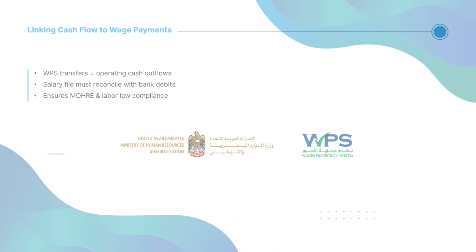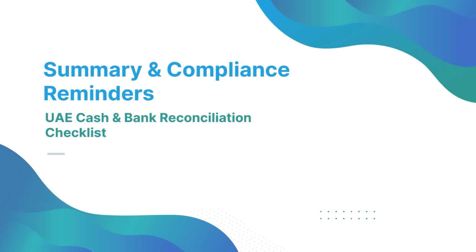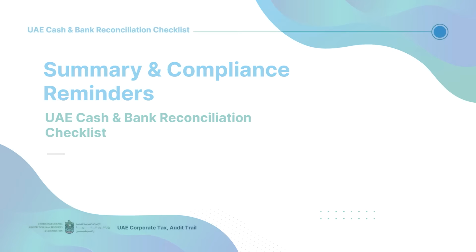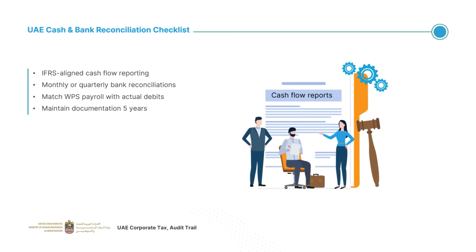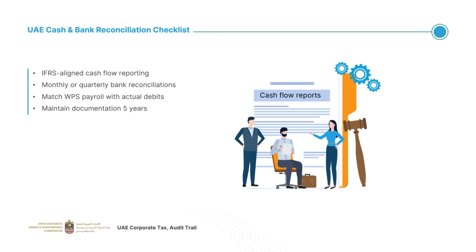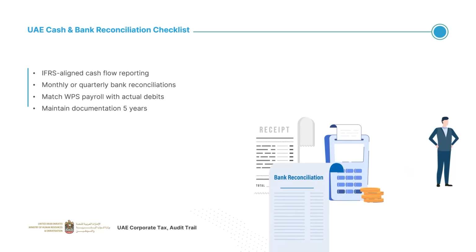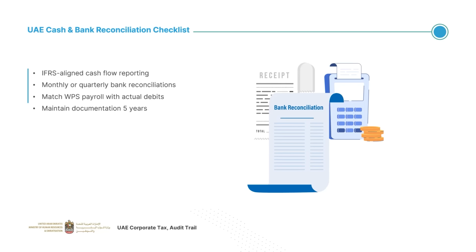To summarize, UAE businesses must prepare IFRS-aligned cash flow reports, reconcile all bank accounts regularly, and carefully match WPS payroll files with actual bank payments. Entries like customer receipts, asset purchases, or loan drawdowns must be properly booked. Reconciling adjustments such as bank charges, FX differences, or rejected payroll items should be resolved and documented.